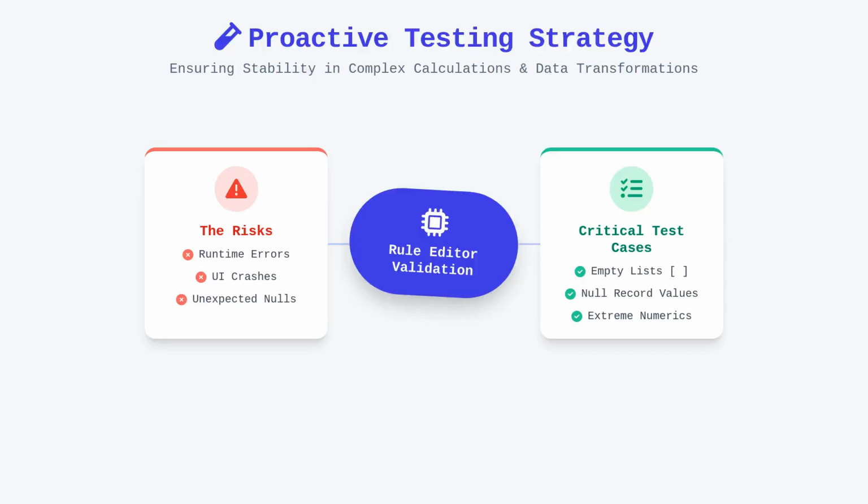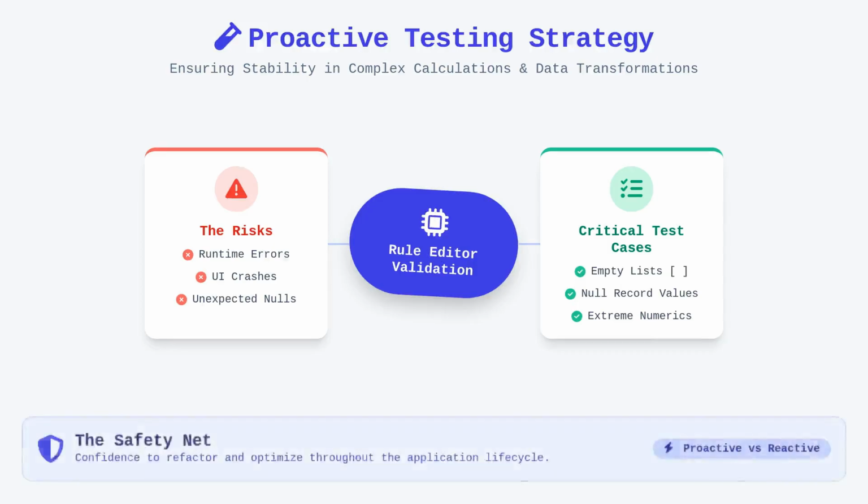By setting up test cases for these edge cases within the rule editor, you proactively catch these issues before they manifest in a live production environment. You are essentially building a safety net that gives you the confidence to refactor and optimize your code over the life cycle of the application.